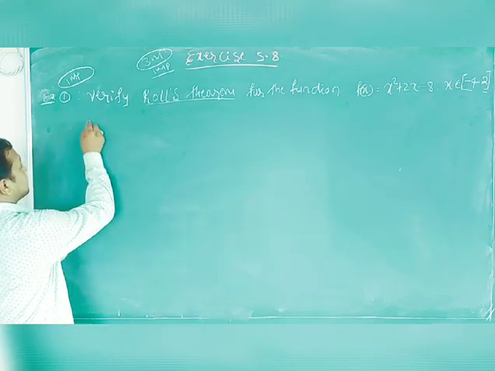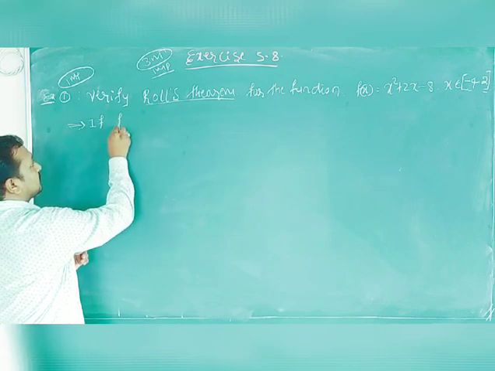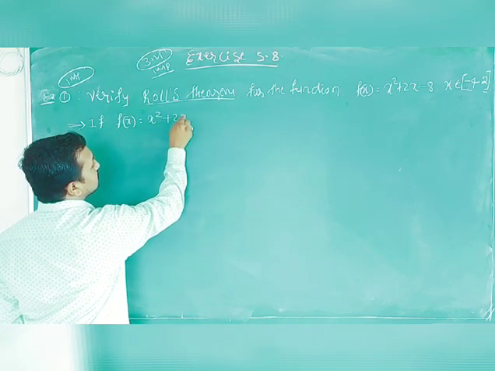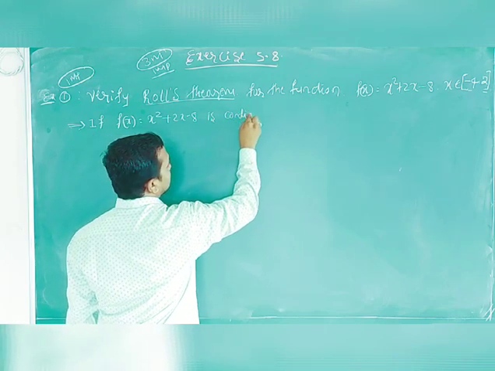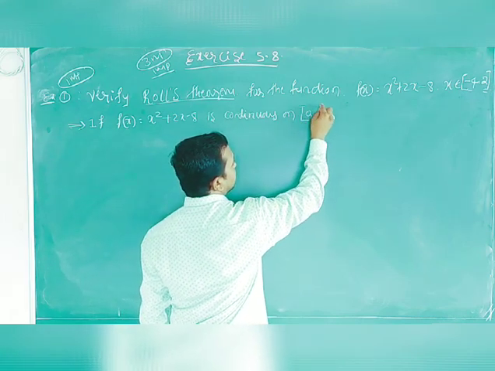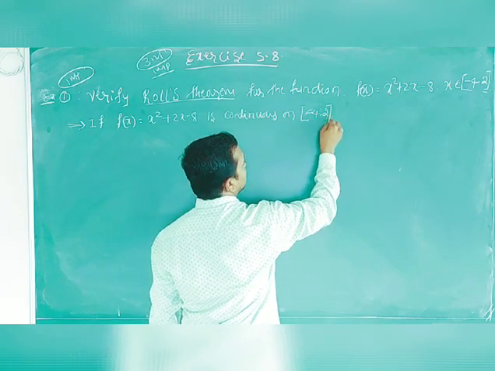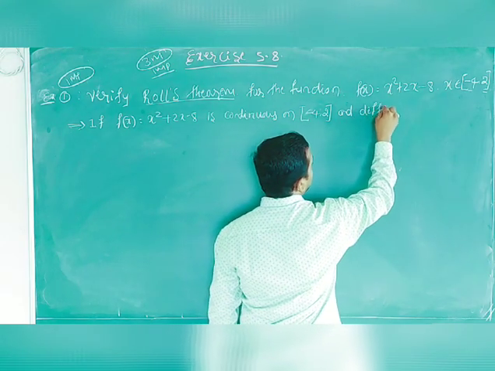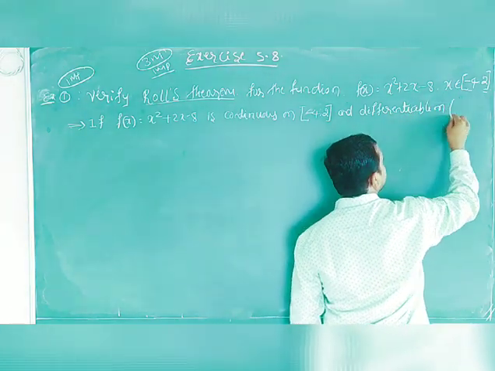Let us consider the function f of x equal to x square plus 2x minus 8. It is continuous on the closed interval [a, b], which is [-4, 2], and differentiable on the open interval (a, b).